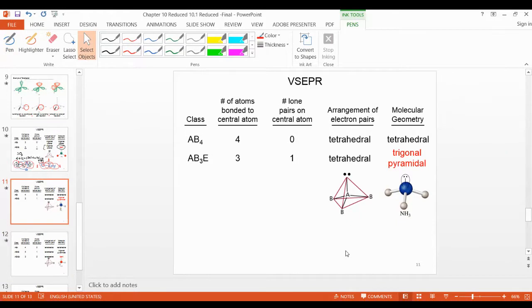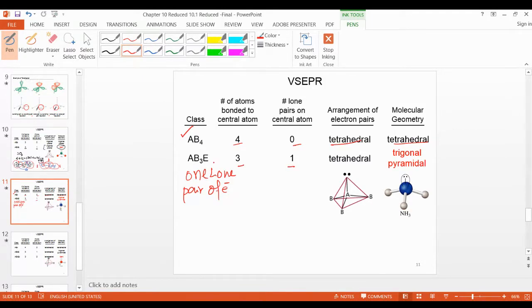Now the second type is AB4 type. AB4 type is without a lone pair of electrons. So simply you will write 4 bonds and no lone pair of electrons is simple tetrahedral. But if the central atom has a lone pair of electrons, I can write AB3E. One lone pair of electrons. Now how many bonded? 3 bonded and 1 lone pair of electrons.